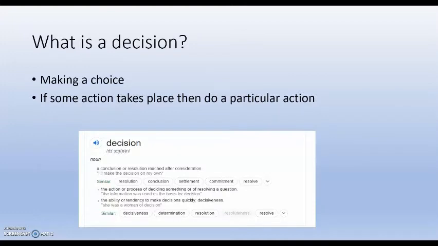So what is a decision? A decision is making a choice, or if some action takes place, then do a particular action. For example, if we look at the dictionary meaning of a decision, then it is a conclusion or resolution reached after consideration. So I'll make the decision on my own. The information was used as the basis for decision. So I think everybody knows what a decision is.